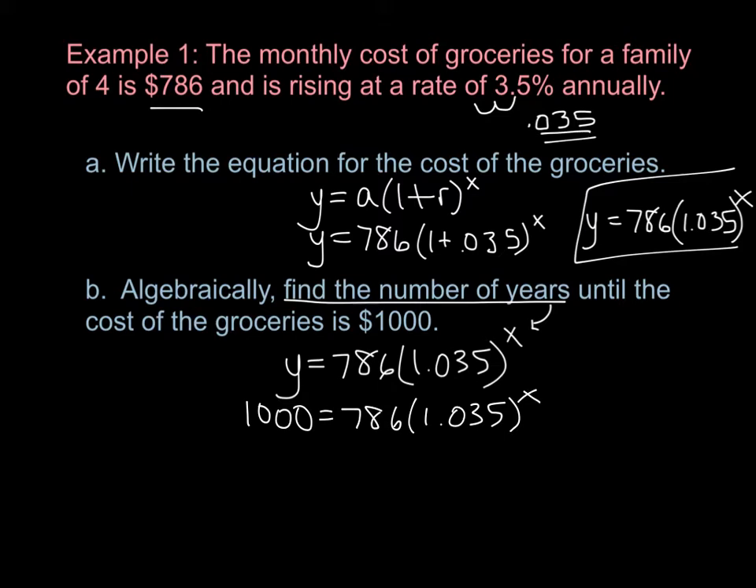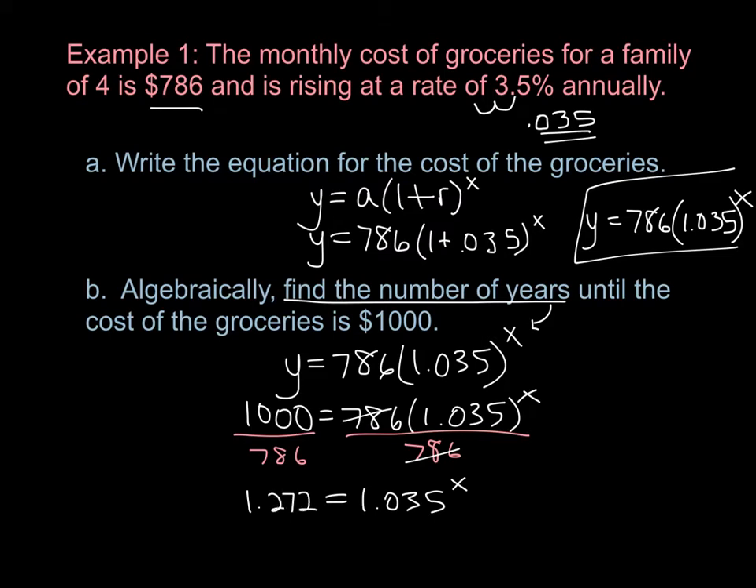So we need to solve this exponential equation. And how do we do that? Well, here's the deal. We have our variable in the exponent, which means we have our base, 1.035, raised to an exponent. Remember that in order to solve for x here, we need to first isolate our base and exponent. Here's the base and the exponent. We need to isolate those. So we do that by first dividing by 786 on both sides. When we do that, we will end up with 1.035 raised to the x power on this side, and 1,000 divided by 786, which is 1.272 on this side.